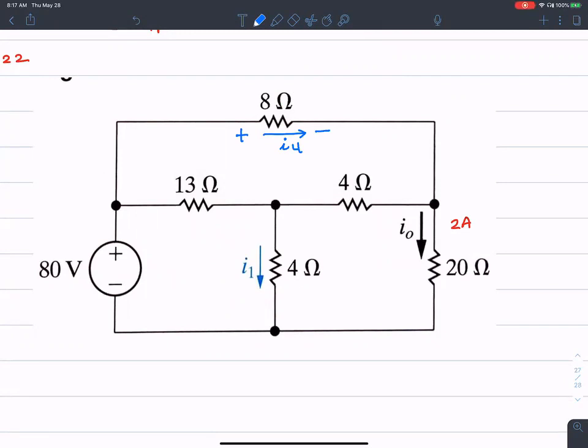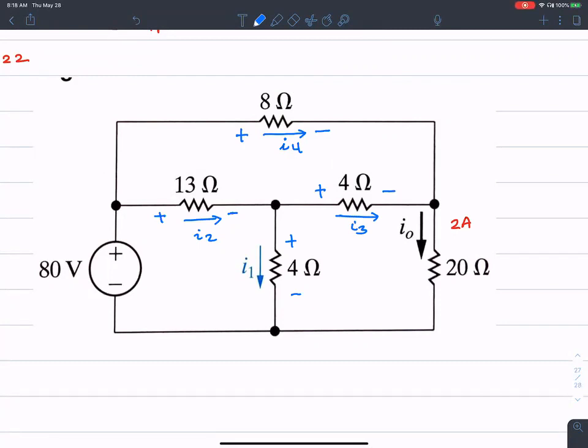Let me call this I4 because this is I1, I0. I'm going to call this I2, name this as positive, and assume this as the negative terminal, and assume the voltage drop in the same direction as the current flow. So current is flowing from top to bottom in the I1, 4 ohm resistance. So I'm going to name the top one as positive and the bottom one as negative. I'm going to call the current flowing in this resistance I3. Assume a positive there and a negative there.